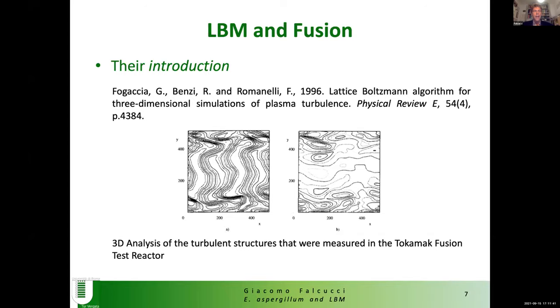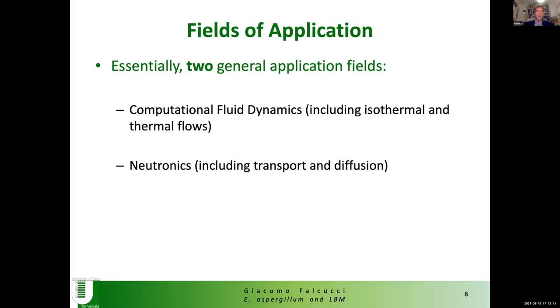Before the end of the 80s, beginning of the 90s, it was not clear if the strongly confined turbulence inside the tokamak would spark 1D, 2D, or 3D turbulence structures. And finally, 3D structures were measured, so a 3D algorithm was necessary to account for all the complexity inside the tokamak.